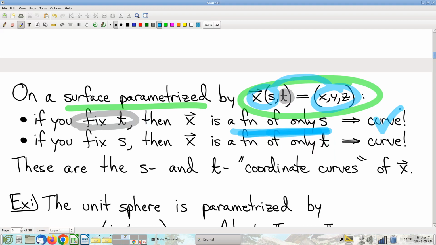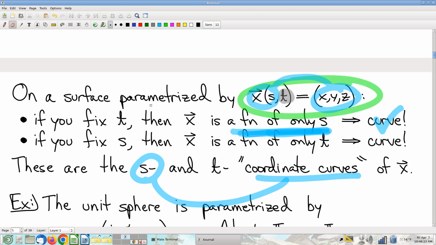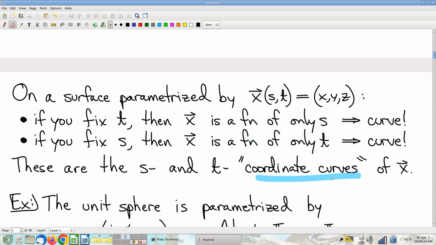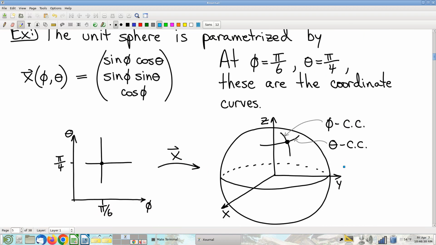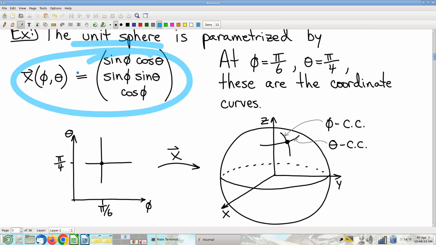So, nice little idea. This is called a coordinate curve. This in particular is the S coordinate curve, because S is the parameter for this curve, because T has been held constant. Okay, and likewise the other way, you could fix S. That gives you the T coordinate curve. All right, let's see an example. What does this look like? I'm going to use the unit sphere. We've talked about the unit sphere before. Here's how you parameterize the unit sphere. Again, spherical parameterization. This comes right out of rho equals 1, per one of our early examples.